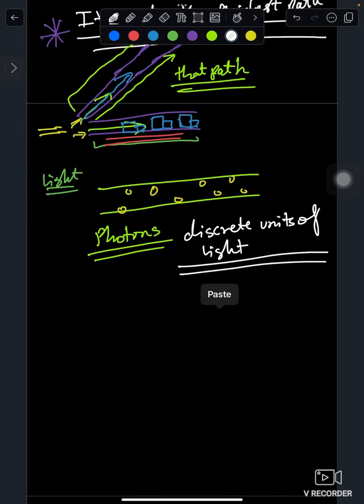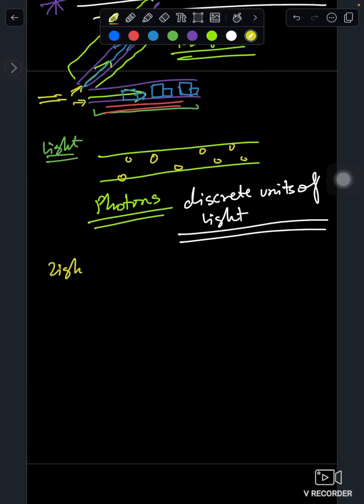Okay, so then one more thing. This is a very fun thing. Light in the sun.